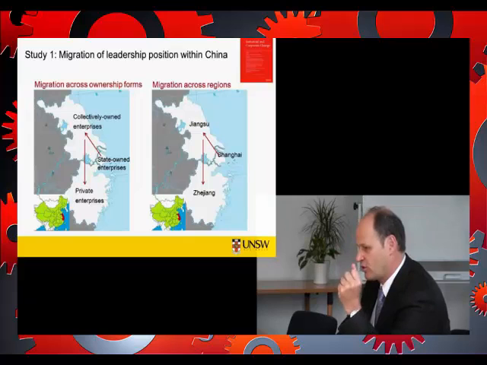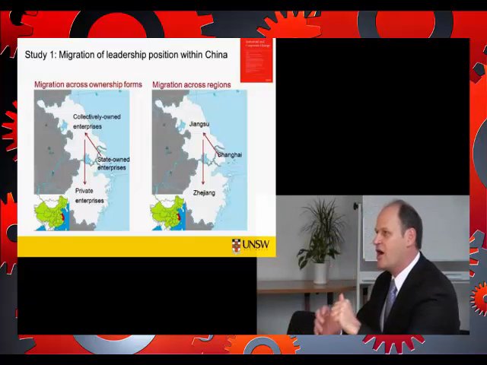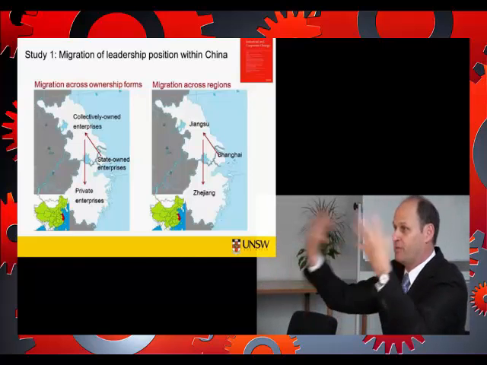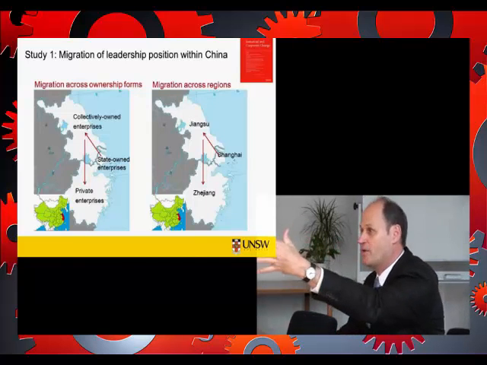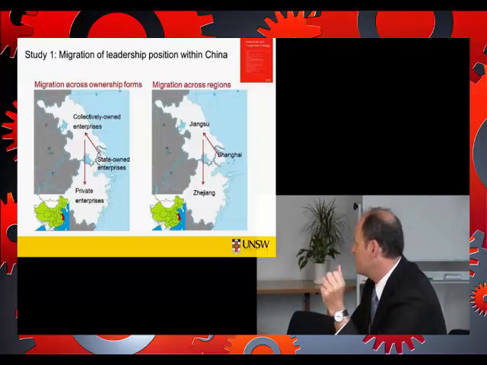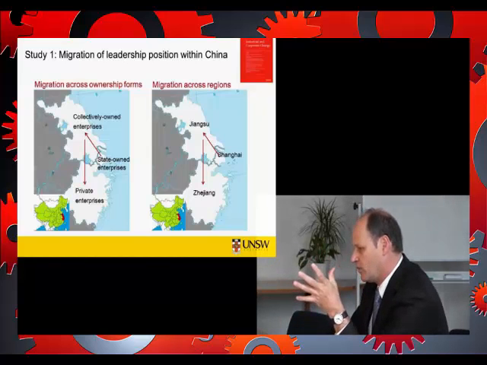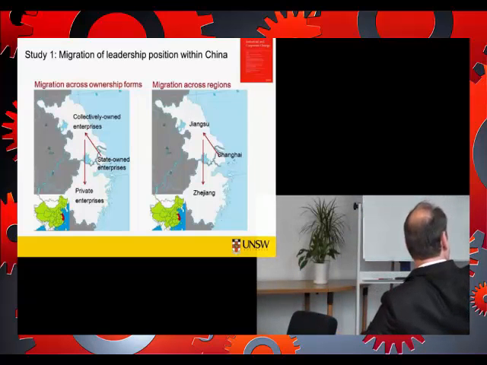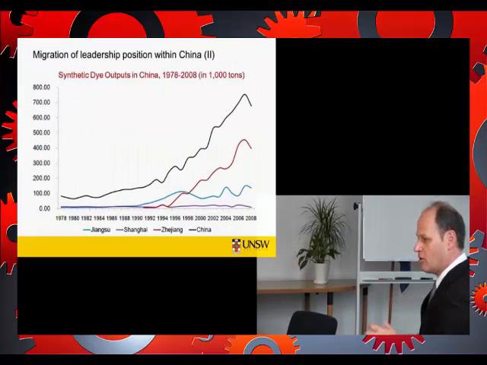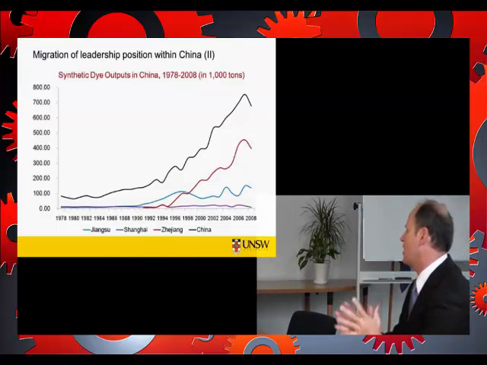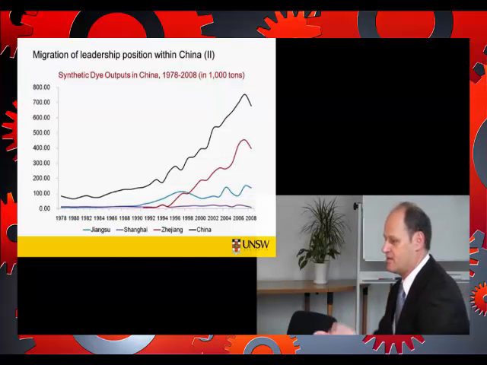And then there's a second transition. When the transition to private enterprise happens, it's again not private companies in Shanghai or in Jiangsu that spring up and come to dominate this. No, again, there's a requirement to actually transition into a different region, in this case, Zhejiang. And what we basically did in the Industrial and Corporate Change paper is, first of all, to demonstrate that if you look at three different regions, where black is China as a whole, the red line is Zhejiang, the third region, Zhejiang completely is dominating dye production by 2008.